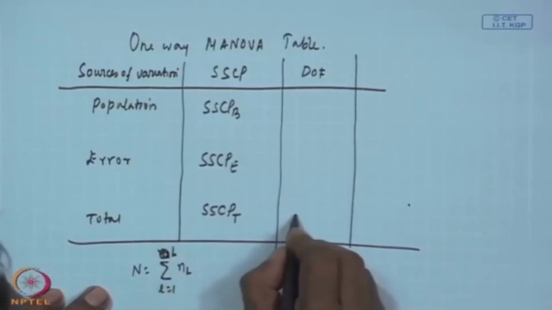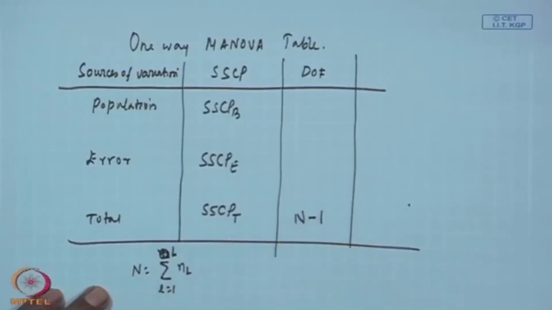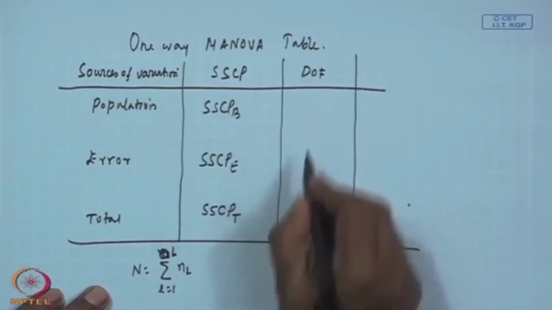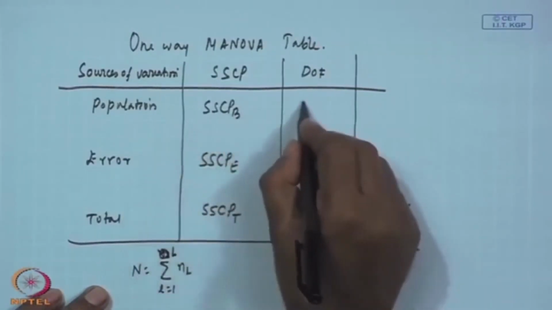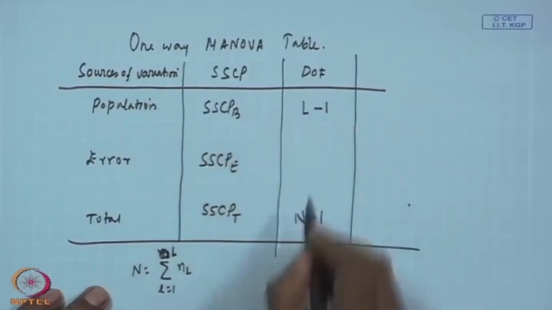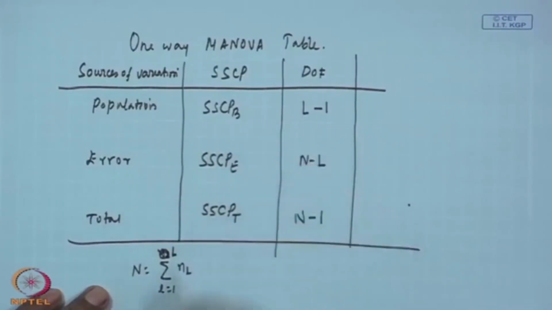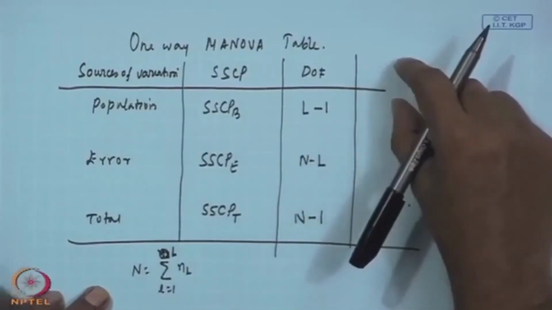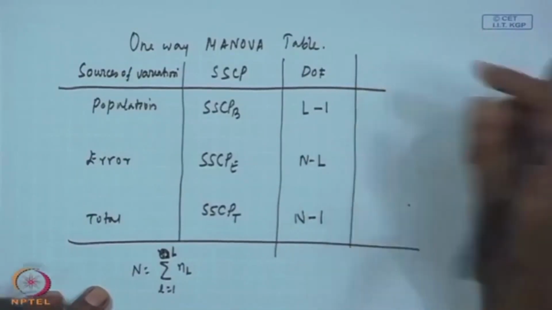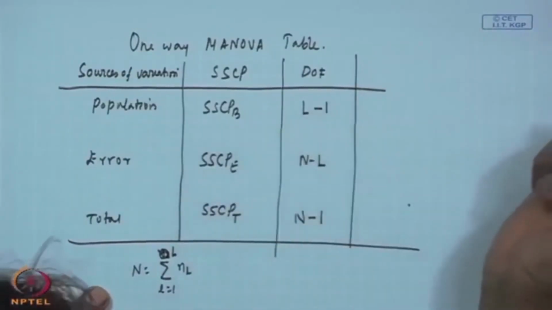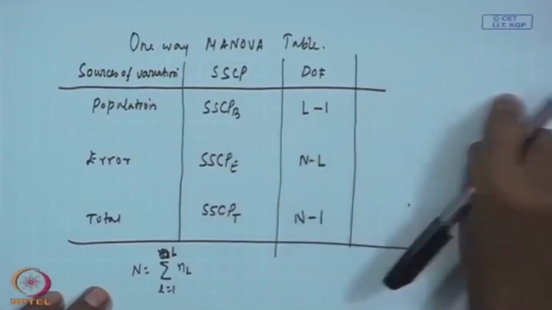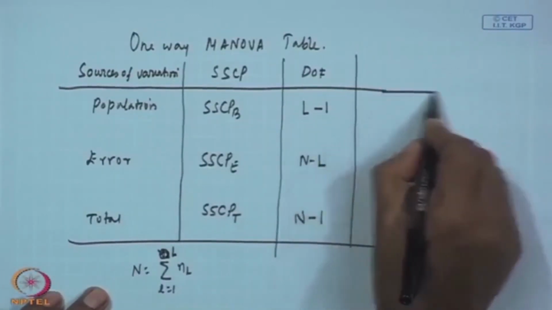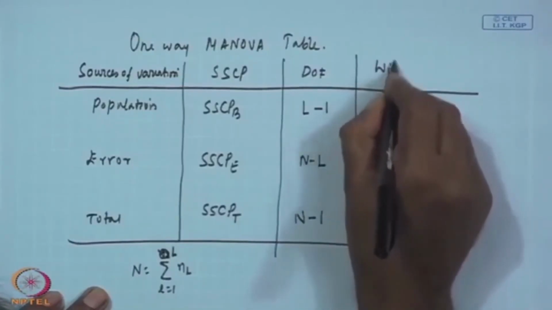So, in that case our degree of freedom for total will be n minus 1, for SSCP between L minus 1, and for error this will be n minus L. Then in ANOVA you have found out the mean square between, mean square error, all those things. Here we will not use like this, we will create a matrix called Wilks lambda.